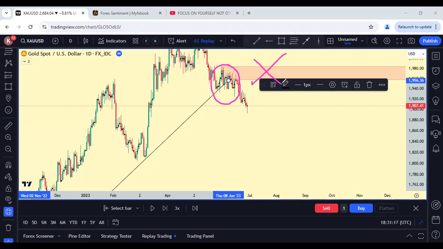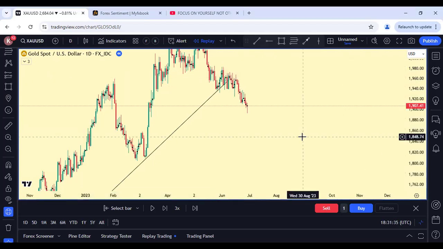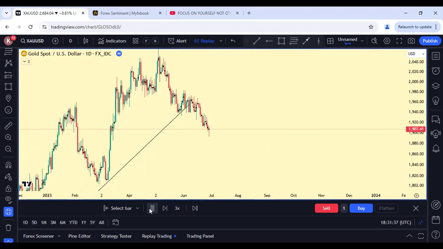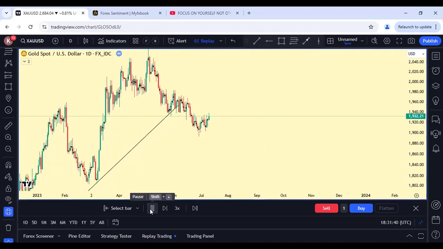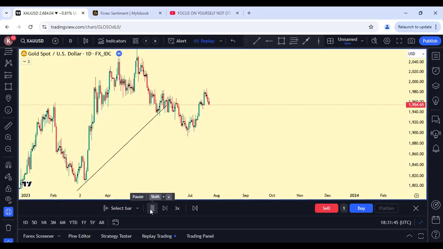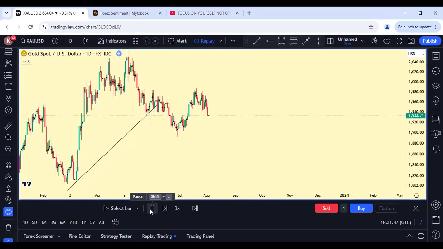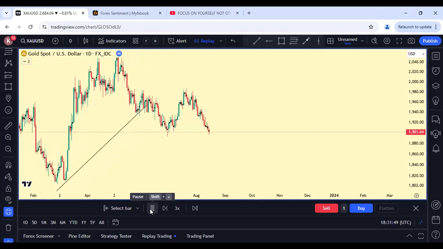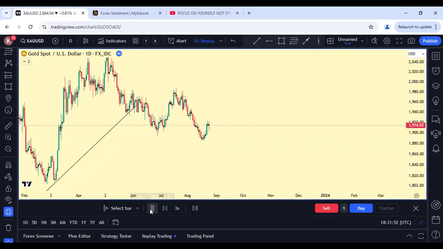So we have a lot to share regarding that. The purpose is to be able to let you know exactly what is happening. So let's play forward and see. As a matter of fact, this is not a valid zone, so let's remove it. Let's play forward. Okay, great.